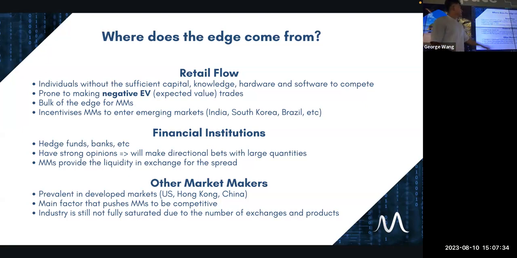And the retail flow in a lot of the emerging markets, right? The markets becoming more and more liquid, becoming more and more prominent, like India, South Korea, Brazil. That's kind of the main reason for market makers to move into those markets and start operating, right? Because those markets also have less competition. Does that make sense? Right.